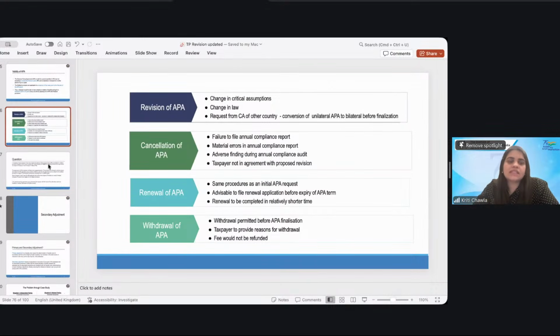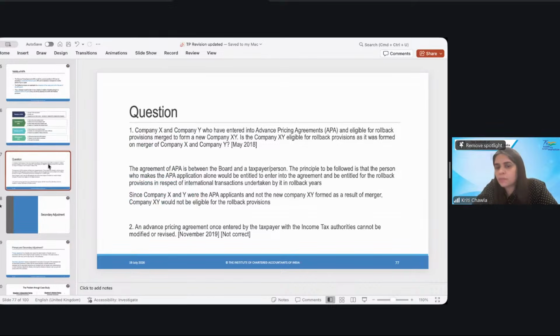Okay. The next is about questions from past papers about APA. So let's look at the first question right here. The first question is pertaining to May 2018, and they talk about company X and company Y. Now they have entered into APA and they were eligible for rollback provisions, but they merged to form a new company, which is XY. Now the thing is, is company XY eligible for rollback provisions, as it was formed on merger of company X and company Y?